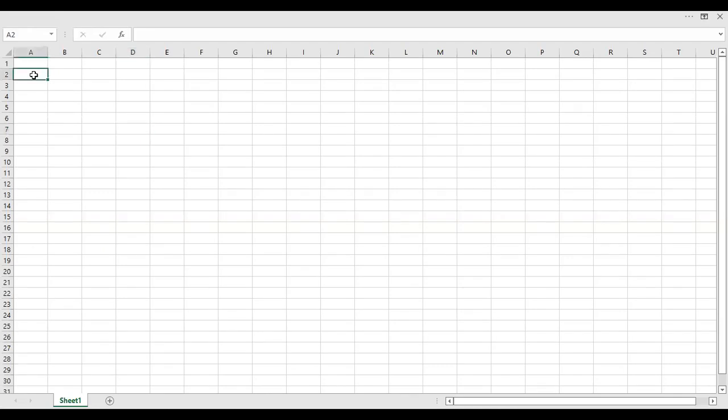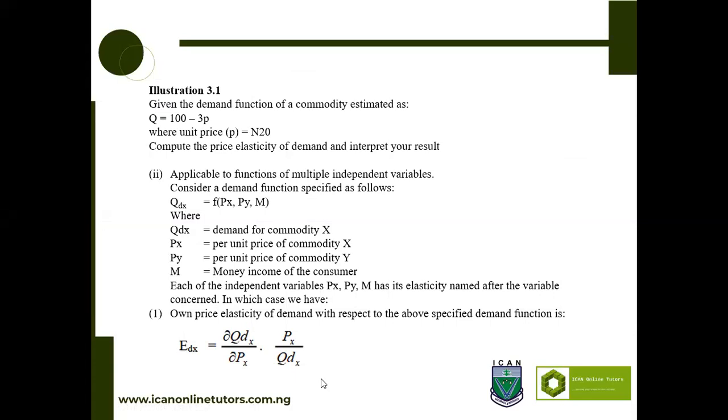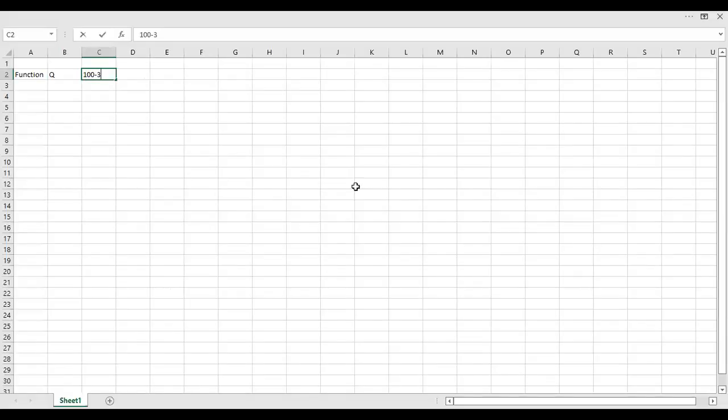So the demand function, we have the function to be quantity, that's Q, which is equal to 100 minus 3P, where P is 20. The price is 20, and we are told to compute the price elasticity of demand.